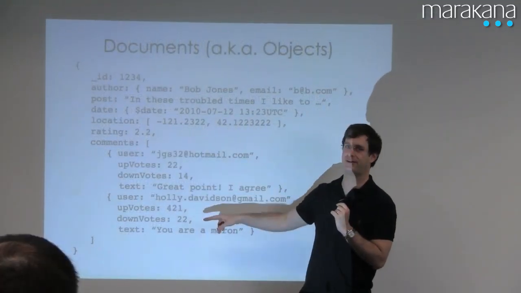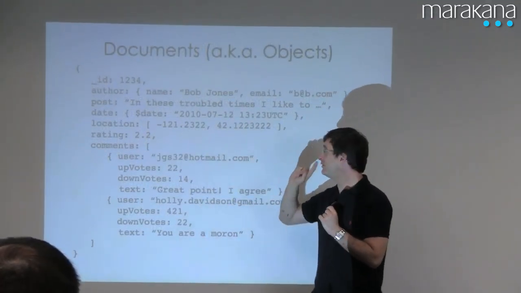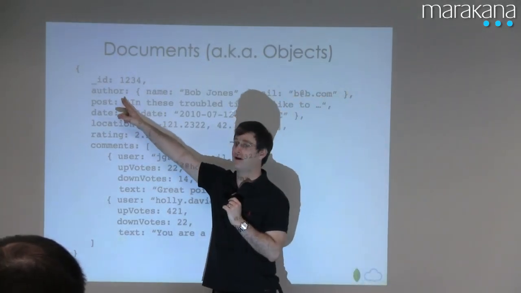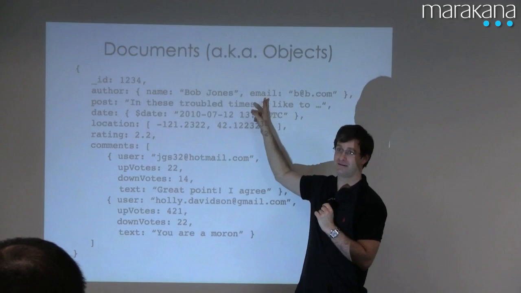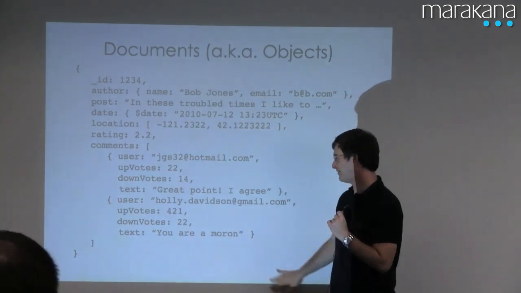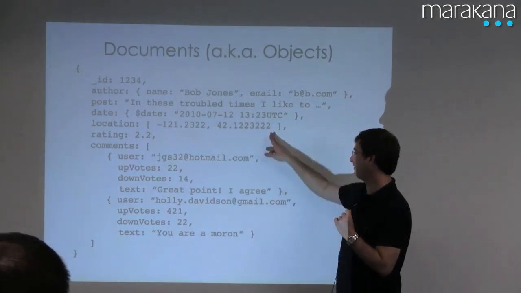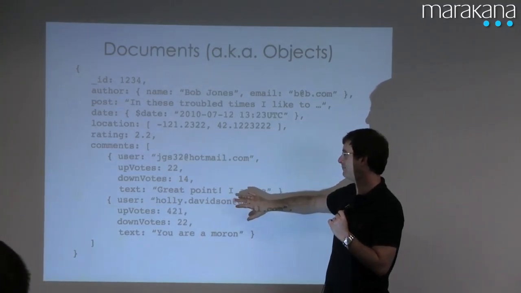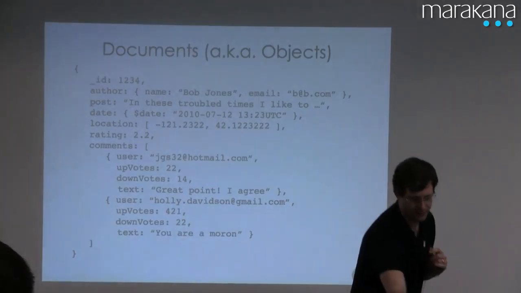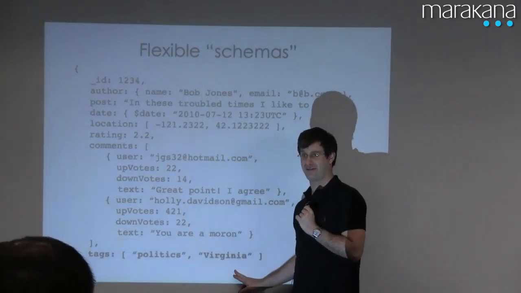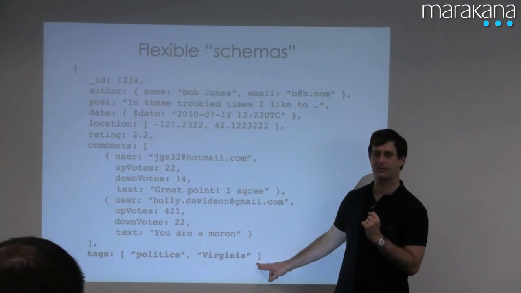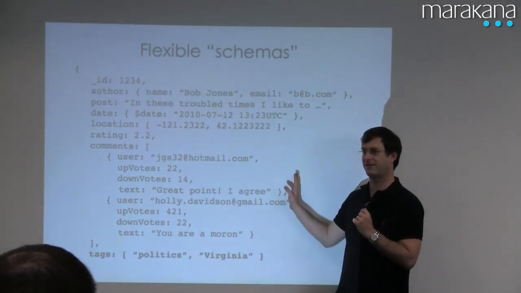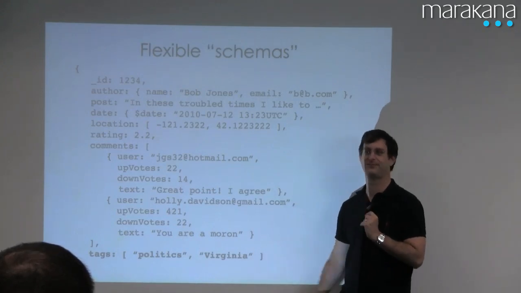The question is, can you choose what fields to index on? Yes, you can index on any field, and it's really great. You can index on author, I could index on author.email. Obviously, we saw I can index on the location. I can also index on tags, which is really cool. They call it multi-indexes. So politics would be a key, so this would be indexed by politics and Virginia, for example.